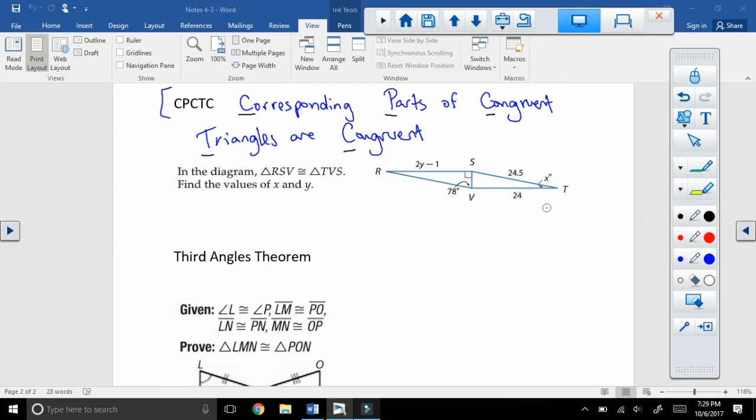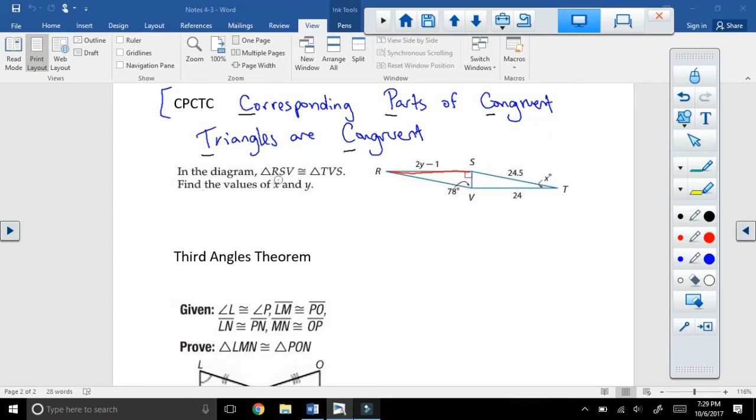So in this example here, this algebra-based example, it tells me that in this diagram, triangle RSV is congruent to triangle TVS, and they want me to solve for x and y. Sometimes this is easier to see than other times, and if it's ever hard to see, like I feel like it might be in this picture, remember you can always look and see where the corresponding parts are. So you might be looking at this side here and you think, okay, is this side the same length as the 24 or the 24.5? Because those are really close, but it won't be the same as both of those.